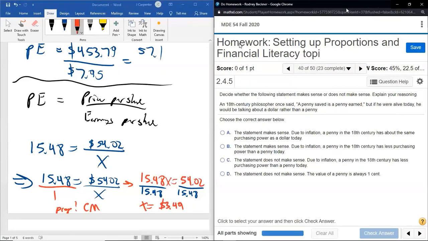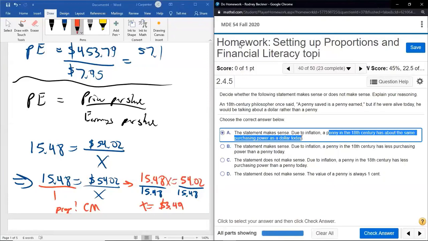discussion. All right. Decide whether the following statement makes sense or does not make sense. Explain your reasoning. I love this question. I love it so much, I actually put it on a test once. An 18th century philosopher once said, "A penny saved is a penny earned." But if he were alive today, in the 21st century, so at least 200 years and some change more later, he would be talking about a dollar rather than a penny. So choose the following. The statement makes sense. Due to inflation, a penny in the 18th century has about the same purchasing power as a dollar today.